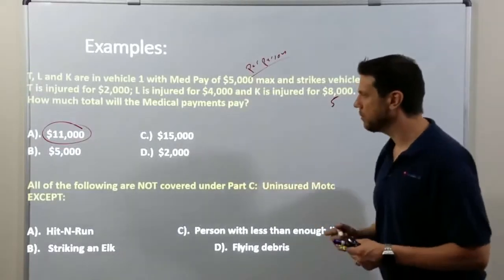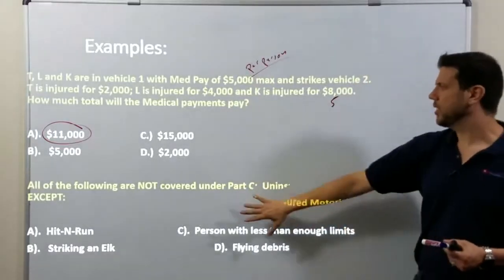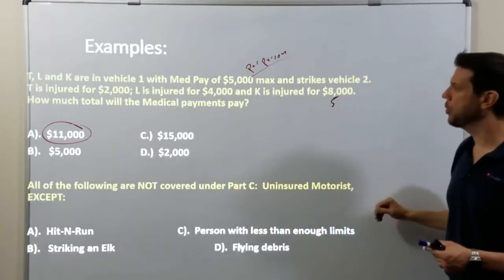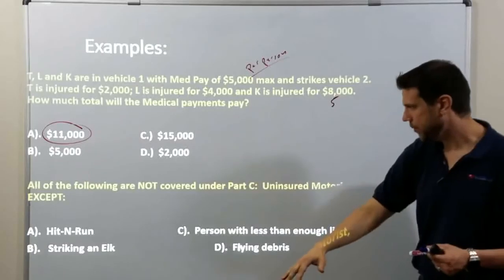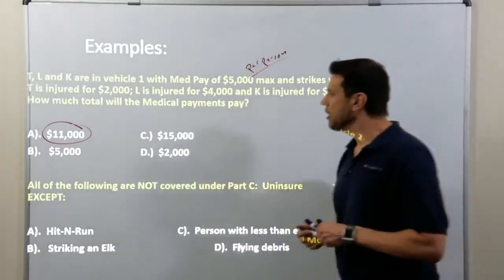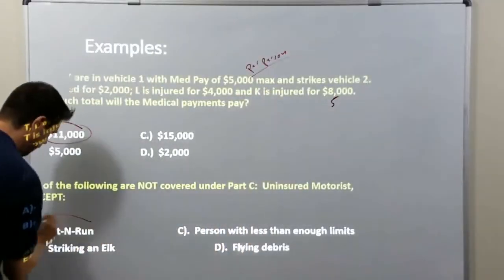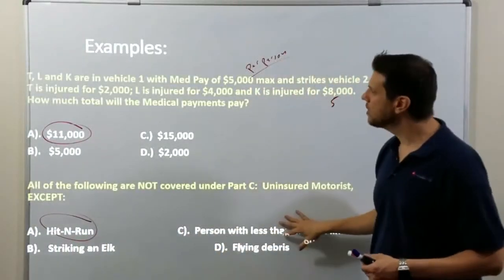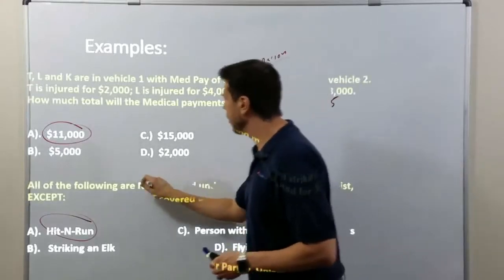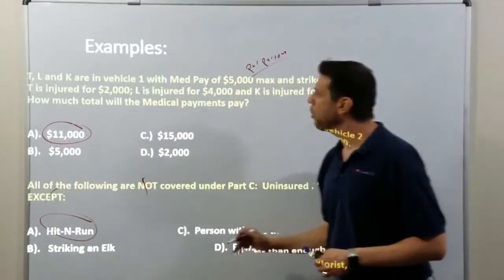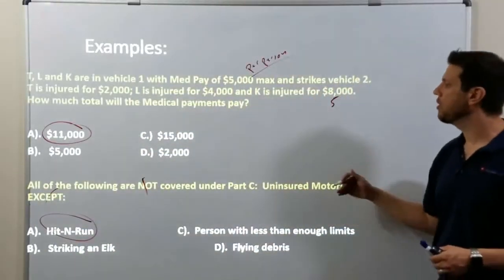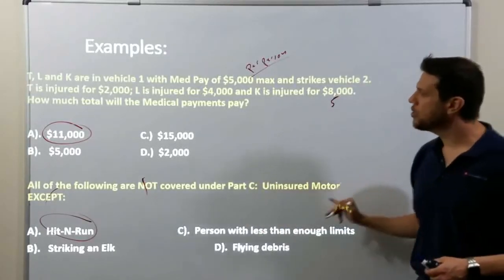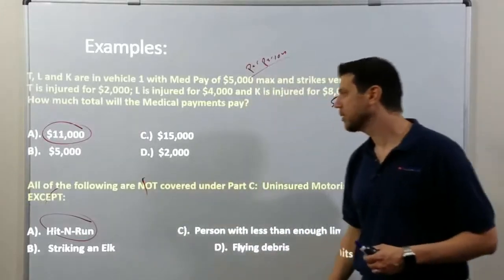That's the first one. The next question is, all of the following are not covered under Part C uninsured motorist, except. And the answer is a hit and run. This is a question with double negatives, so they cancel each other out. And the question's really asking you which of the following is covered under uninsured motorist. An uninsured motorist covers hit and runs.